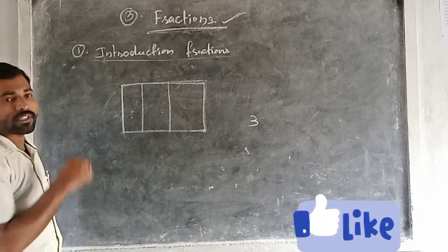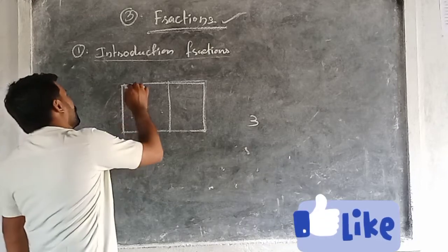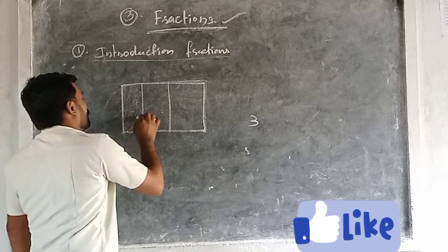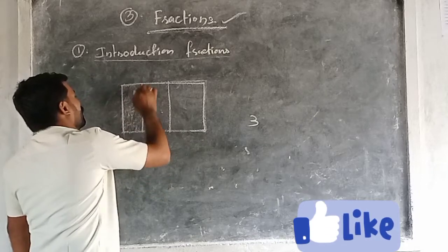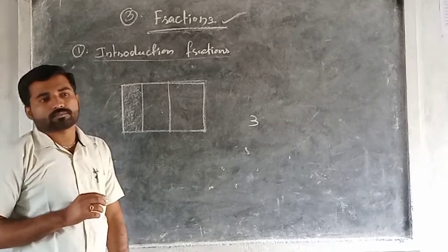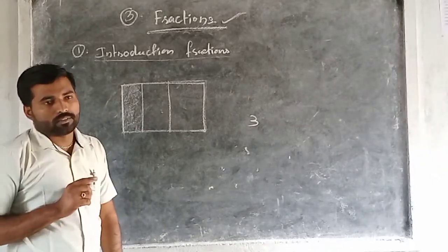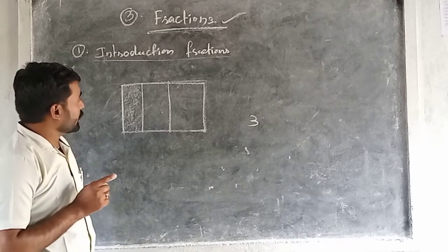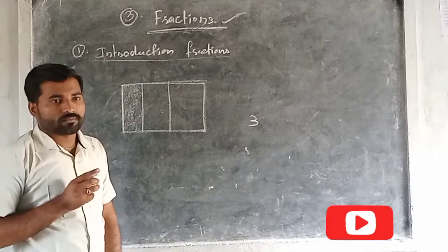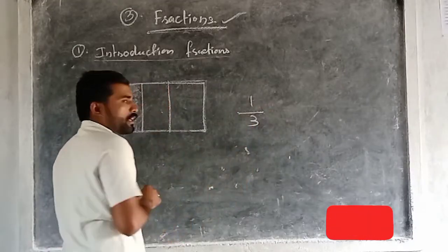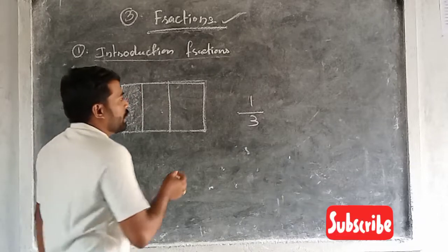Suppose I am shading this part. That means how many parts are colored? One part is colored. What are the total parts? 3. So that is why I can write here 1 by 3, or you can say 1/3.